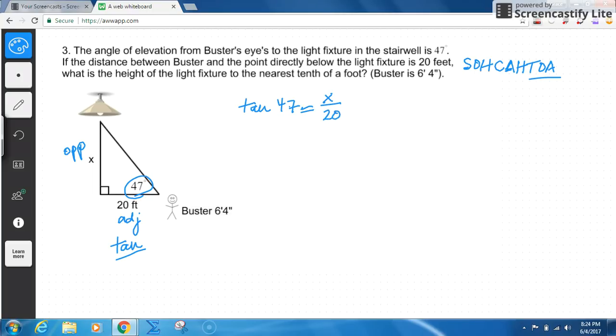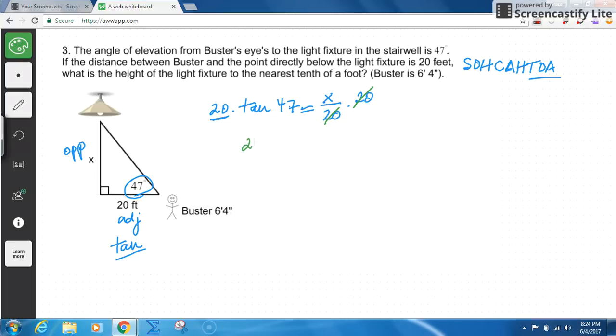Tangent 47 equals x over 20. We want to solve for x, so we want to multiply both sides by 20. And it's very important that you put the 20 on the left-hand side in front of the tangent, not behind the 47. Because we don't want to multiply 47 times 20 and then take the tangent of that number. We want the calculator to take the tangent of 47 degrees and then multiply that number by 20. So it's safer to put the 20 in the front.